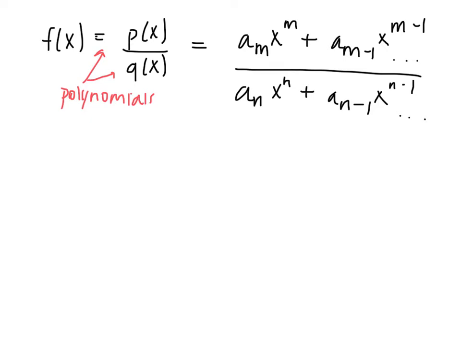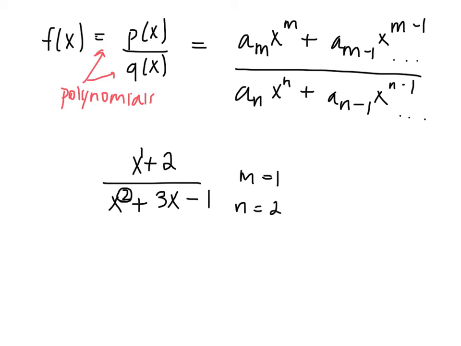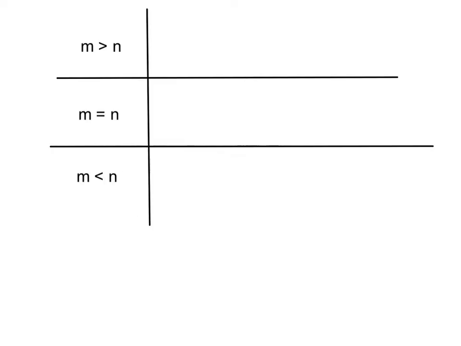So if we have, for example, x plus 2 on the top and x squared plus 3x minus 1, our m value would be 1 and our n value would be 2. So m equals 1, n equals 2. And then next we're going to be talking about the relationships between m and n and what they tell us about the graphs. So let's talk about our three different types of functions.